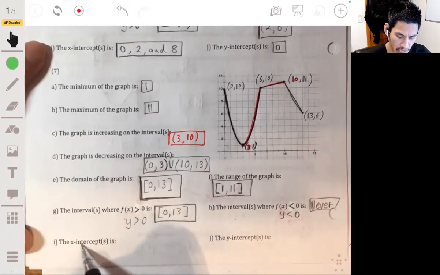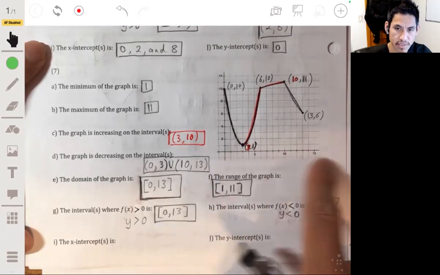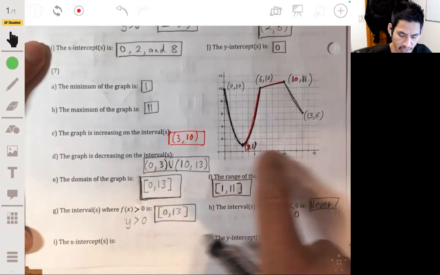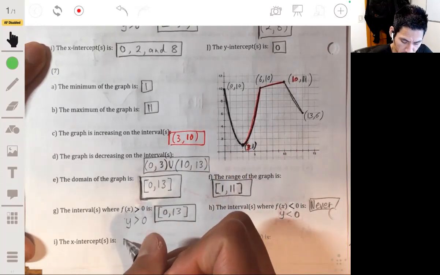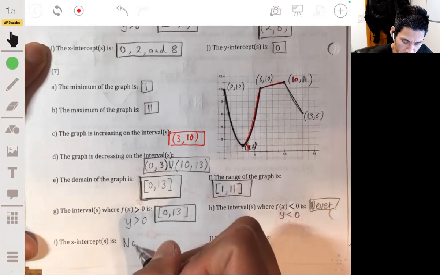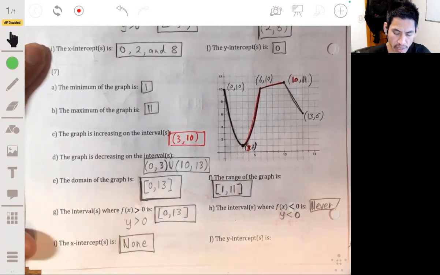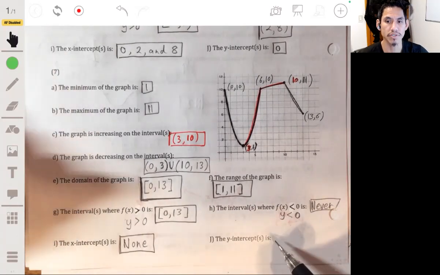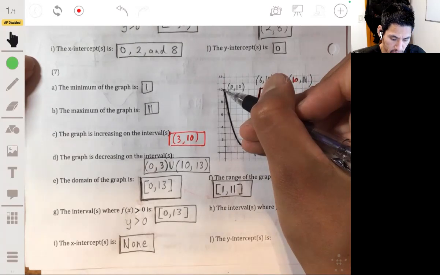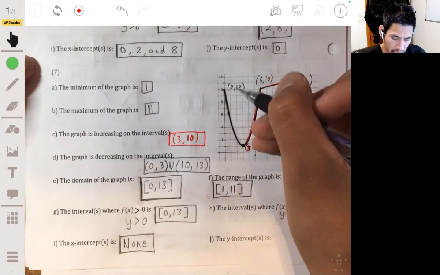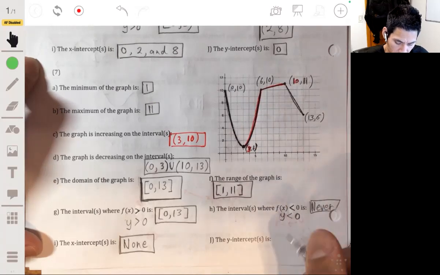And for I, the x-intercepts, when does it intersect the x-axis? It never intersects the x-axis. So we would have to cross this line at some point. So we can write none or nowhere. No x-intercepts. There are none. There is a y-intercept though. The y-intercept is over here at 0, comma 10. But again, we just write the y coordinate at this point. We just have to write the 10.